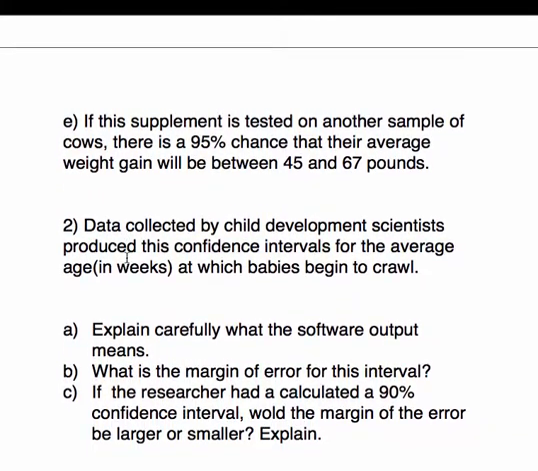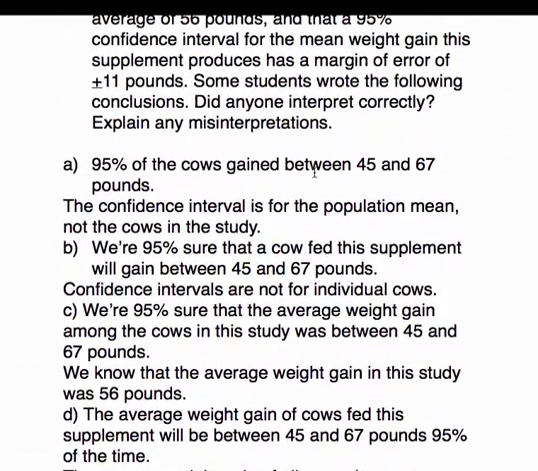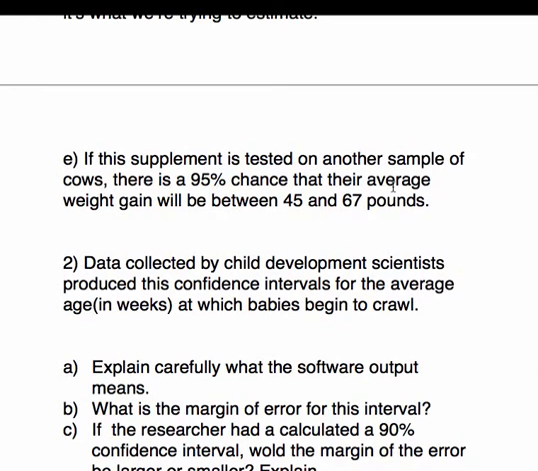Okay, last part, question E. If this supplement is tested on another sample of cows, there's a 95% chance that their average weight gain will be between 45 and 67 pounds. Well, this one is clearly misunderstanding what's going on. That is not true. There's not a 95% chance for another sample to have an average weight gain between 45 and 67 pounds. There is a 95% chance that another sample will have its average weight gain within two standard errors of the true mean. I know that's a lot to type in right now. If you have to, you can stop, rewind, and go back to that part.